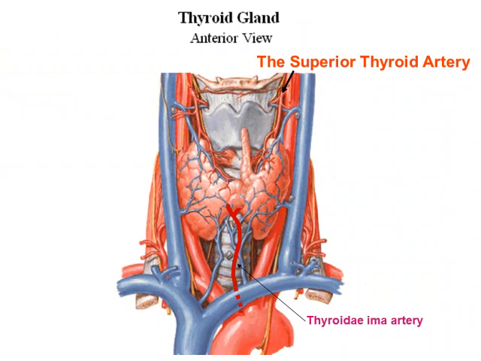Branches of the superior thyroid artery. This artery gives many branches. The first branch is called glandular arteries. These glandular arteries supply the upper third of the thyroid lobe and the upper half of the isthmus.